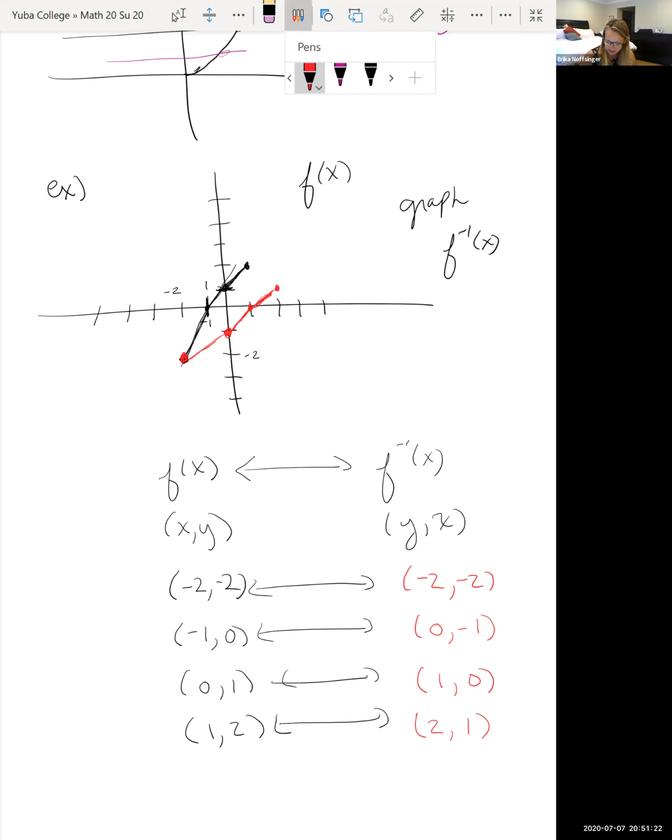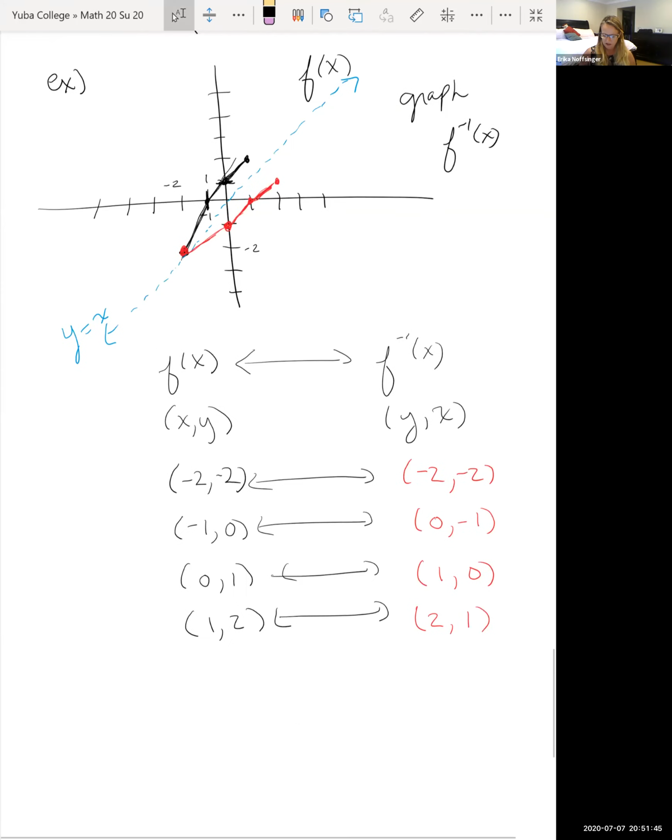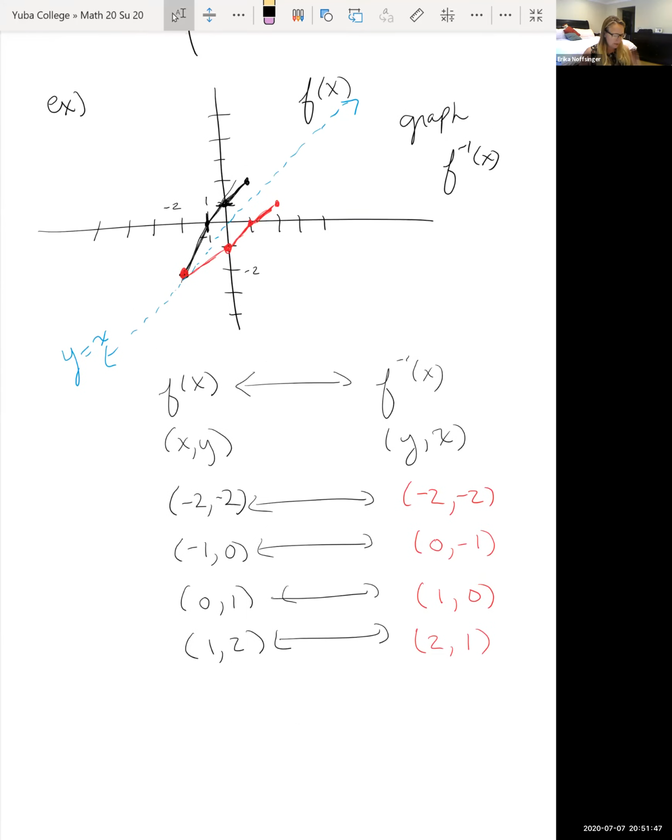If you look at the dotted line, y equals x, this should be a mirror image across this line. Which it pretty much is. Okay, so we can tell that we did that right.